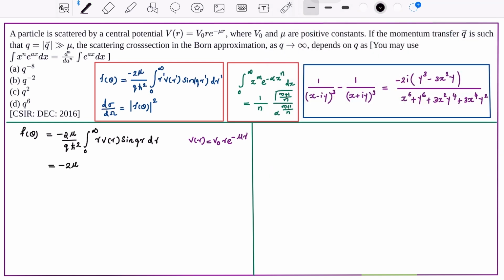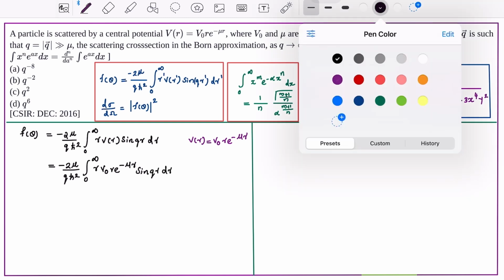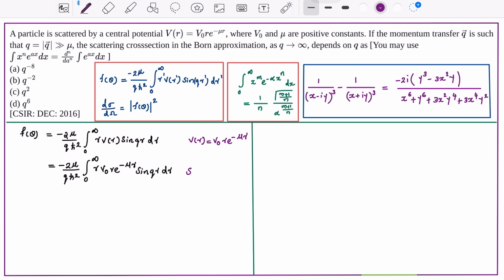Now we can write it as minus 2 mu by q h bar square integral 0 to infinity r V0 r e raised to minus mu r sin qr dr. To find f of theta, that is the scattering amplitude, let us substitute sin theta as e raised to i theta minus e raised to minus i theta by 2i, so that your integral will be modified to a standard form.